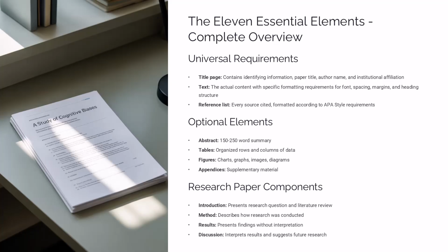Tables present numerical or textual information in organized rows and columns. Use tables when data is too complex for effective text description or when you need to present multiple related pieces of information systematically. Tables must follow specific APA formatting requirements and include proper numbering, titles, and notes. Figures include charts, graphs, images, diagrams, maps, photographs, or any visual representation of information.